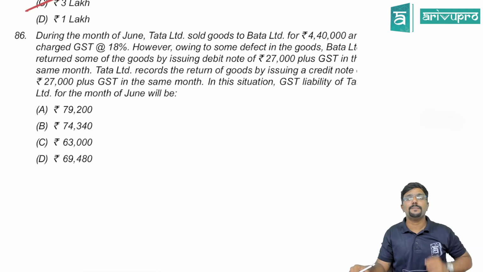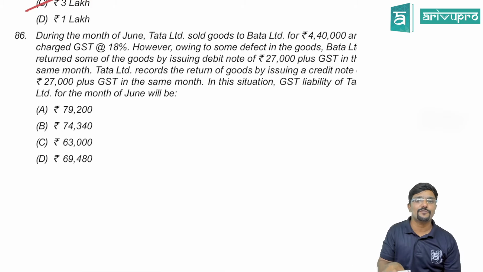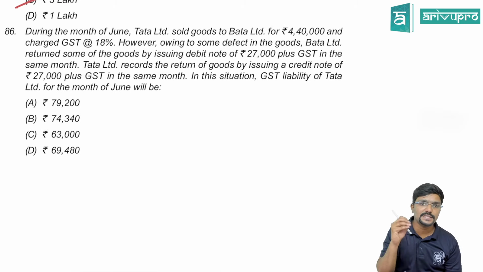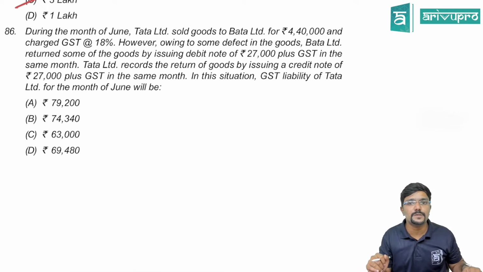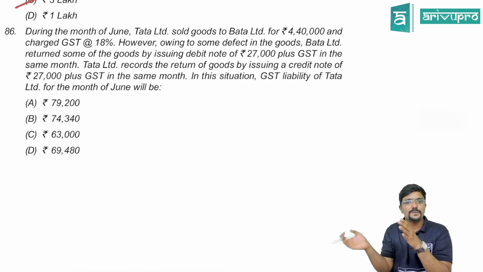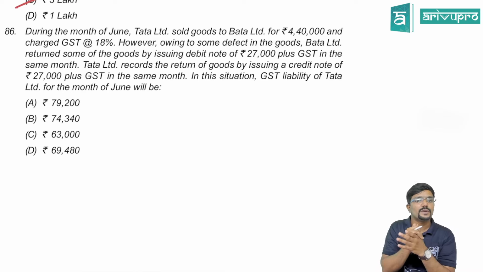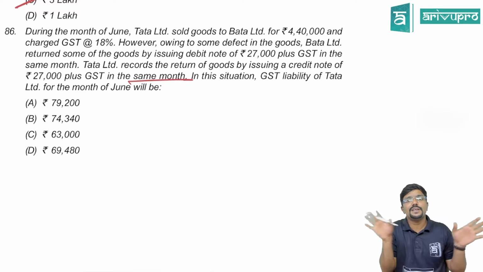86th. During the month of June, Tata Limited sold goods to Bata Limited for 4,40,000 and charged GST 18%. However, owing to some defect in the goods, Bata Limited returned some of the goods by issuing a debit note of 27,000 plus GST in the same month. So out of 4,40,000, 27,000 worth of goods is returned back in the same month. Tata Limited records the return of goods by issuing a credit note of 27,000 plus GST in the same month. Everything happened in the same month.